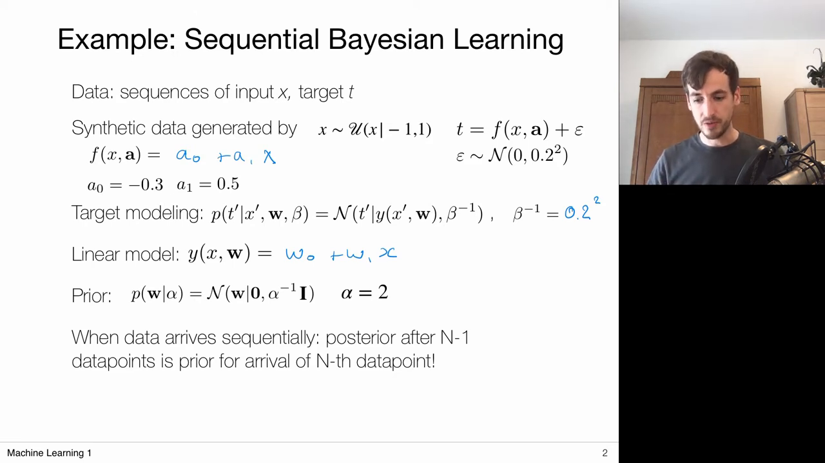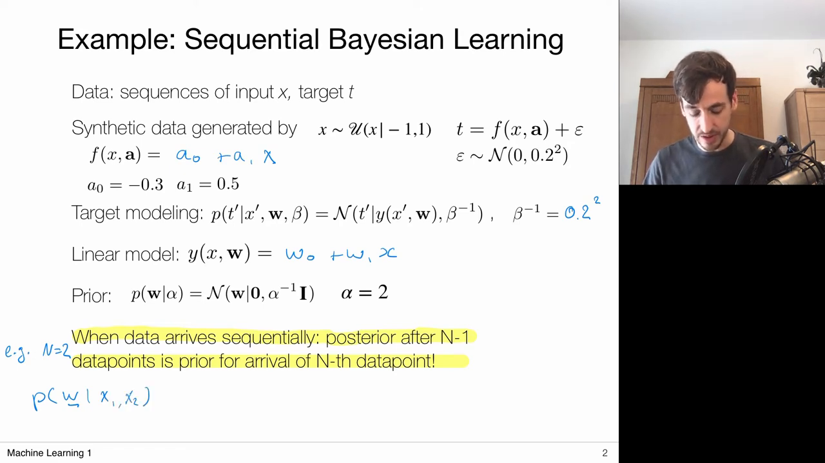Now, this principle of sequential Bayesian learning revolves around the fact that when data arrives sequentially, the posterior after n minus 1 data points can be used as a prior for the arrival of the next data point. I'm just going to make that a bit more explicit, for example for the case n is 2. So now I want to compute the posterior for my weights after having observed an x1 and an x2. I'm just focusing on the x's, not the targets now, just as an example. So I want to compute the posterior for w given 2 observations of x.